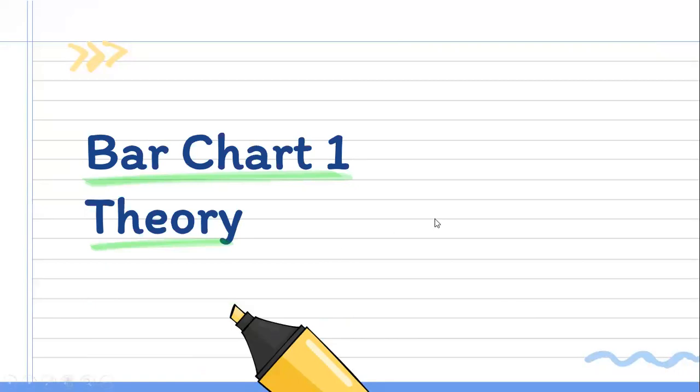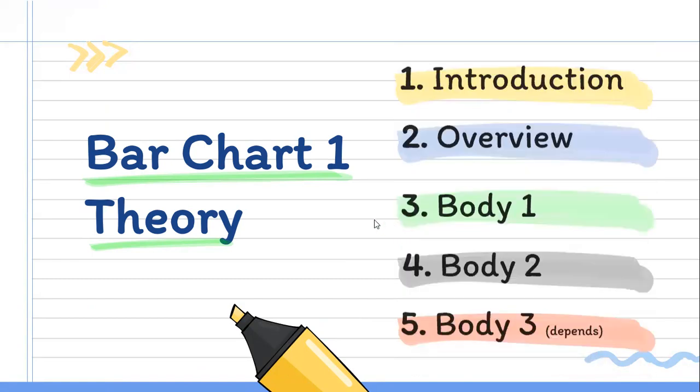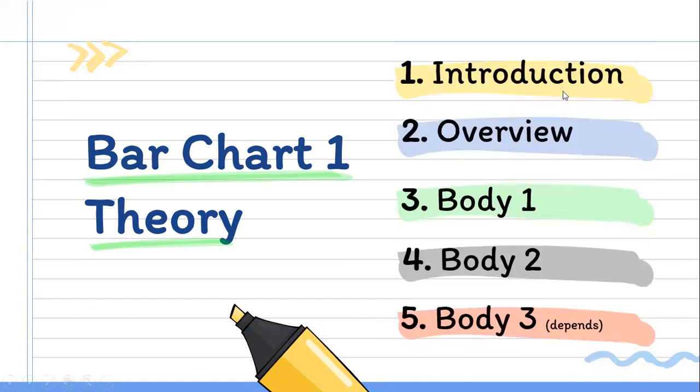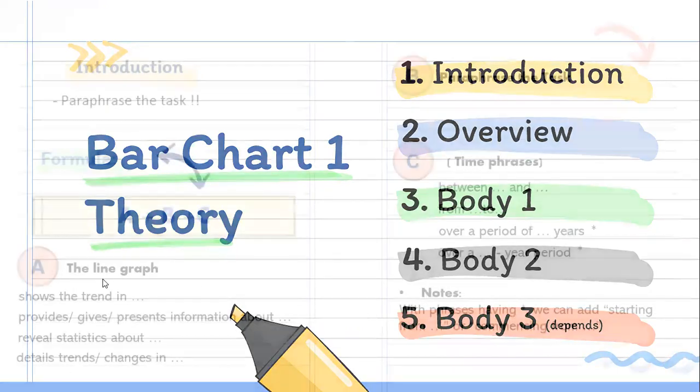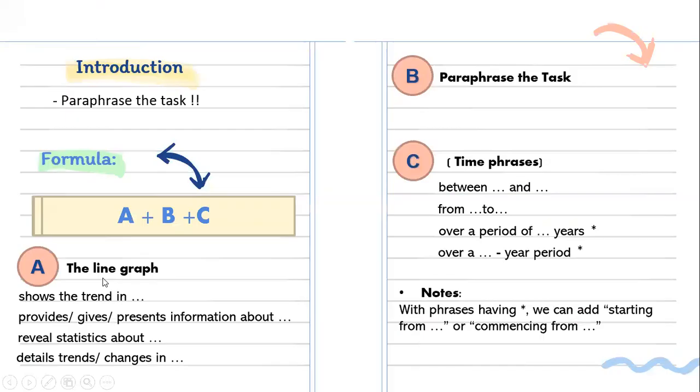So about the bar chart one theory, as I have mentioned, it is just the same, but in another form of line graph. So you can use the same structure. The one thing you need to notice is the introduction: it is no longer a line graph, but a bar chart. The bar chart shows, provides, gives, presents information about, and so on.